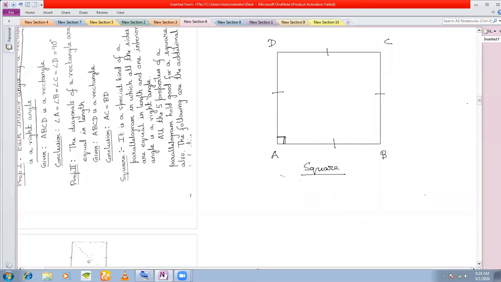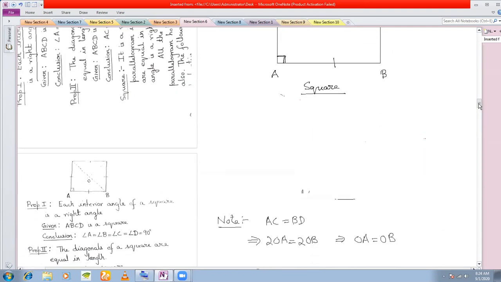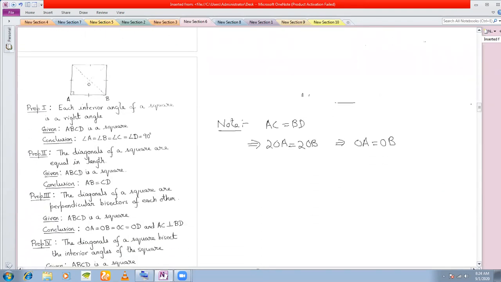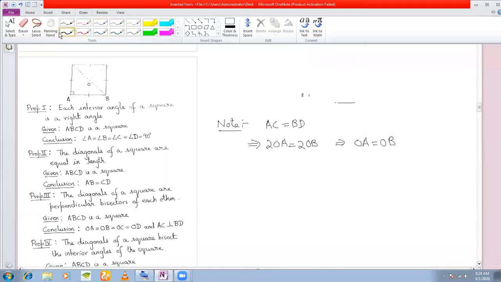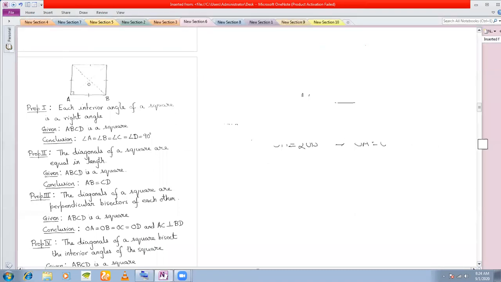A square is a special kind of parallelogram in which all the sides are equal and one interior angle is a right angle. Let us come to the properties of a square. First property: each interior angle of a square is a right angle. You can show with the help of properties of a parallelogram that not only one interior angle, but in fact all the interior angles of a square are 90 degrees. We know this property very well.